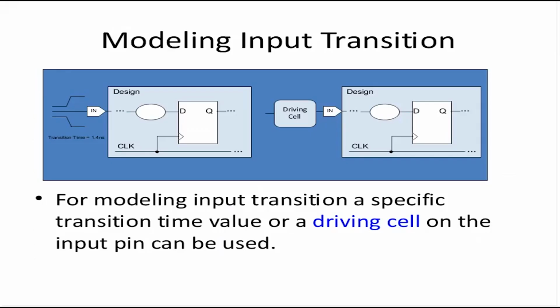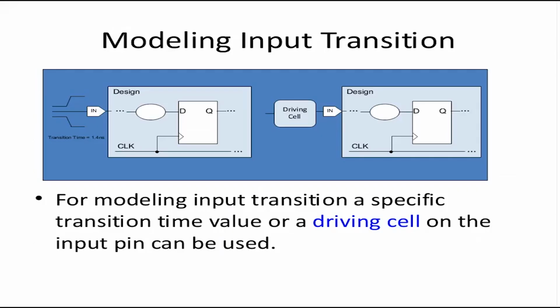So we saw the operating condition part, which defines the PVT of the design. We saw how to estimate the interconnect data. Now the two things remaining are the input boundary and the output boundary. So let's look at the input boundary first. The most important thing regarding the input boundary is that we should model something called the input transition. For modeling input transition, there are two ways.